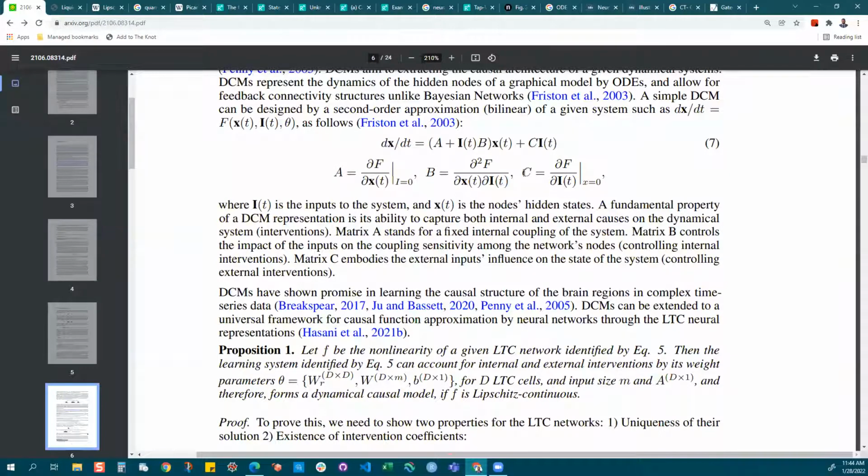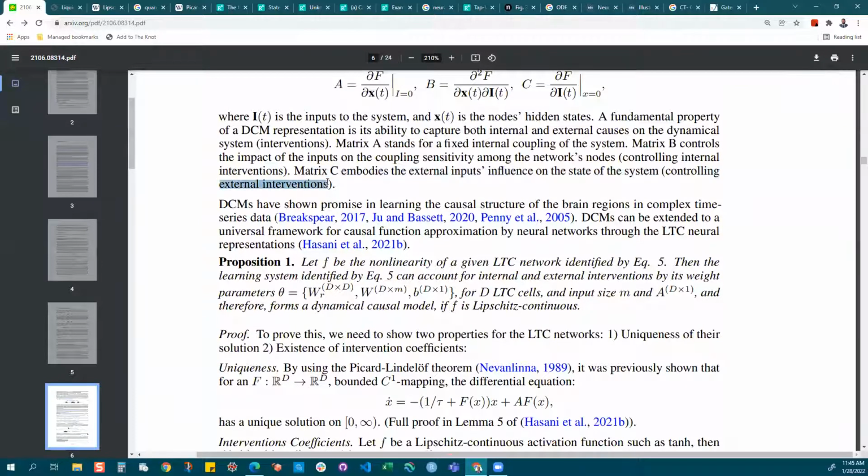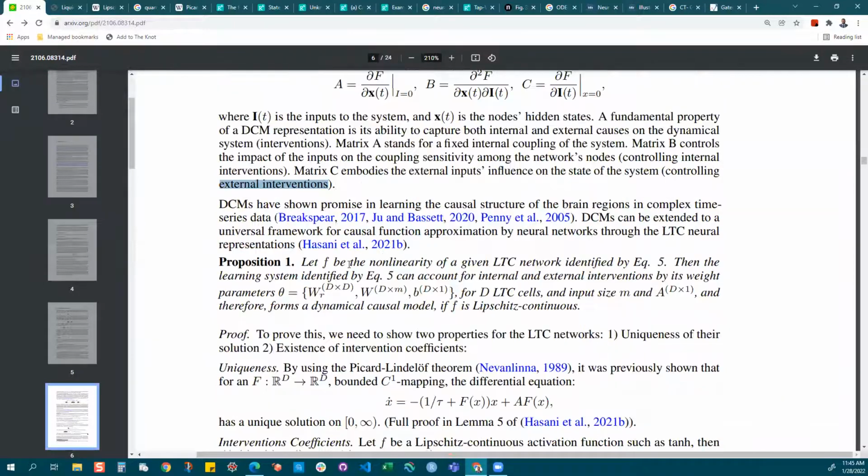And then this matrix C, they talk about, embodies the external inputs or influence that the system receives, which is the external information, or controlling external interventions, because they want to establish causality. That's why they use intervention language.